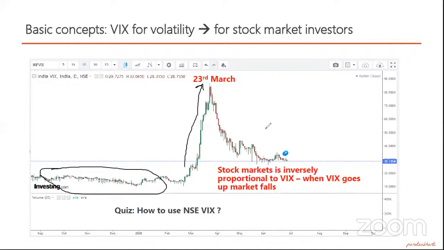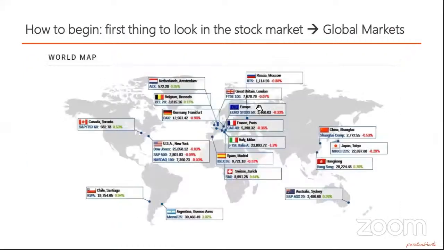Let us move to our next slide. I hope you have understood VIX as an important tool. Okay, I understand volatility, but then what should I do with it? What is the first thing that you would do in the market? Open your computer and see how the markets have performed globally. National Stock Exchange most of the time copies what is happening in the global market, especially the US market the day prior.